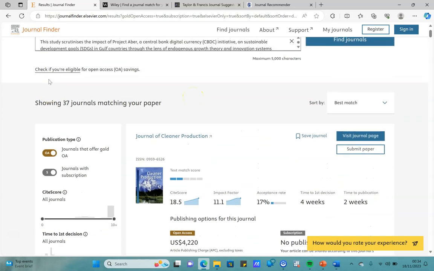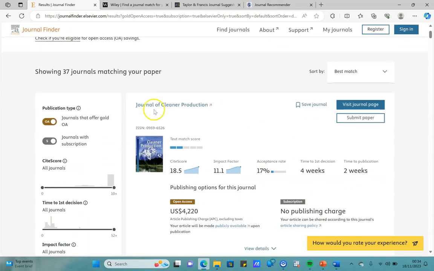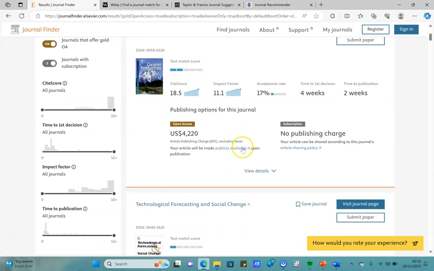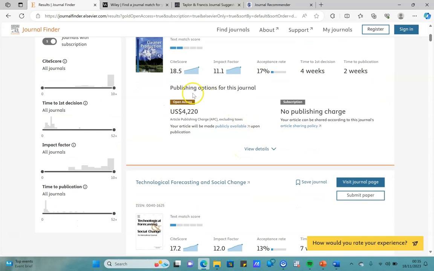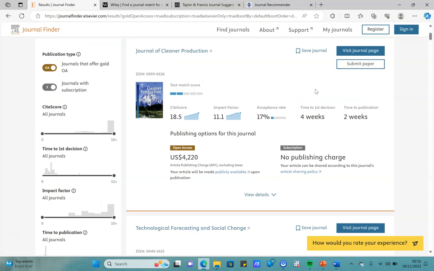Based on the abstract that I provided, and the maximum size of the abstract can be 5,000 characters, they already gave me 37 suggestions. I'm not saying that they are going to be perfect, and it might be a situation where you may not choose any of them, but this is a start. And a good thing is that they already tell you, as a summary, how long it takes for you to get a decision. This is quite fast.